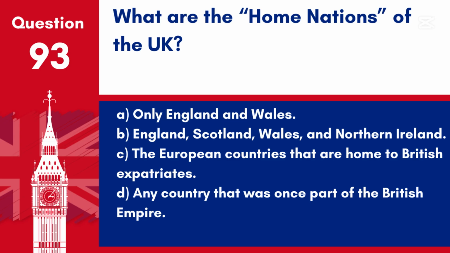Question 93. What are the home nations of the UK? A. Only England and Wales. B. England, Scotland, Wales, and Northern Ireland. C. The European countries that are home to British expatriates. D. Any country that was once part of the British Empire.